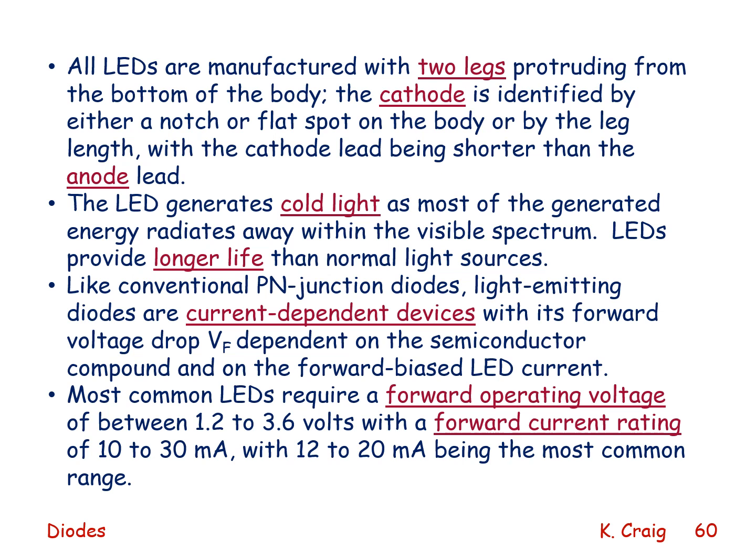Like conventional p-n junction diodes, light-emitting diodes are current-dependent devices with their forward voltage drop, V sub F, dependent on the semiconductor compound and on the forward biased LED current. Most common LEDs require a forward operating voltage of between 1.2 to 3.6 volts with a forward current rating of 10 to 30 milliamps, with 12 to 20 milliamps being the most common range.